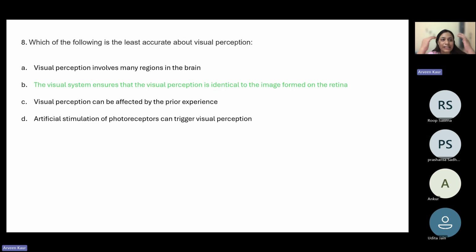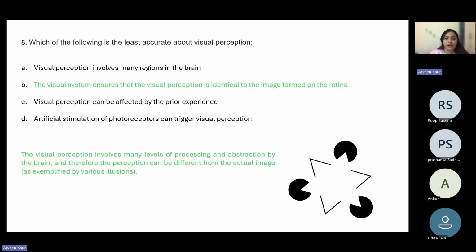Because that is what my prior experience has been with smiley faces and how they are drawn. And some other part of my brain, this visual perception area, is linking. It is not just replicating what is there on the retina, right? It also involves some kind of cognition, giving some kind of meaning to what we are seeing, right?